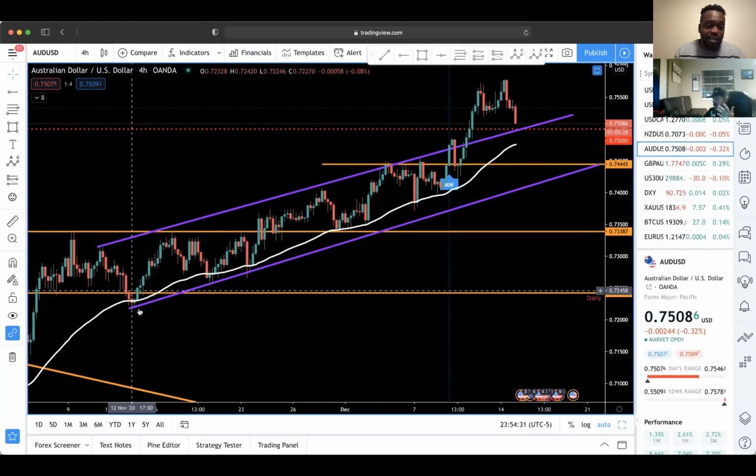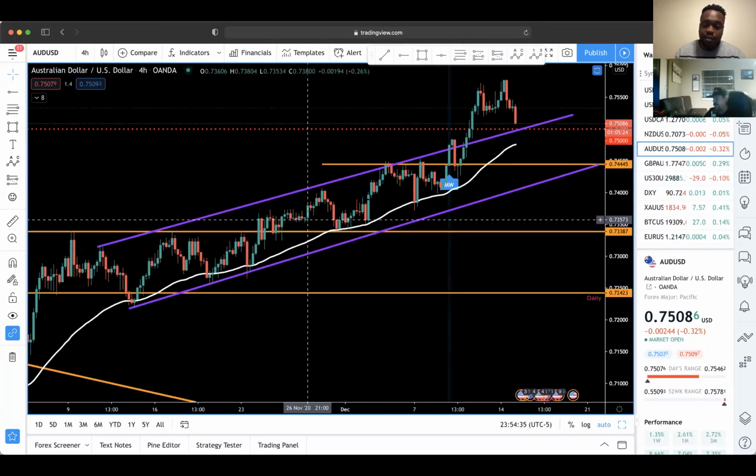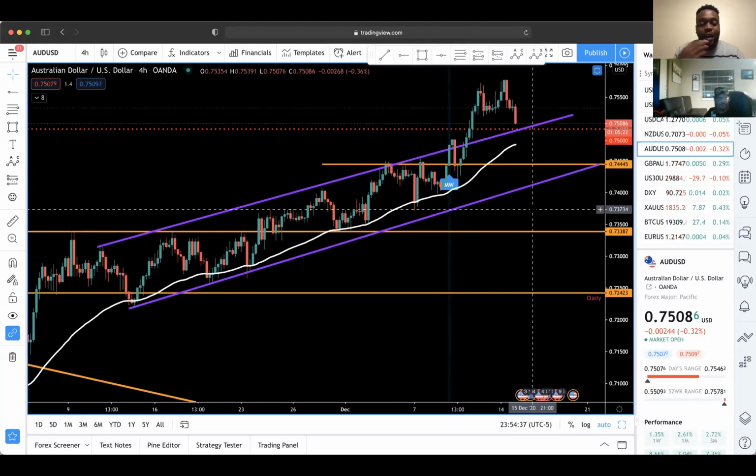From this high to this low, I always try to use the wicks over the bodies. But there's no right or wrong way. Just make sure you're consistent with it. If you're going to use the wicks, go wick to wick, and if you're going to use the bodies, go body to body. Okay, thank you. Very welcome.